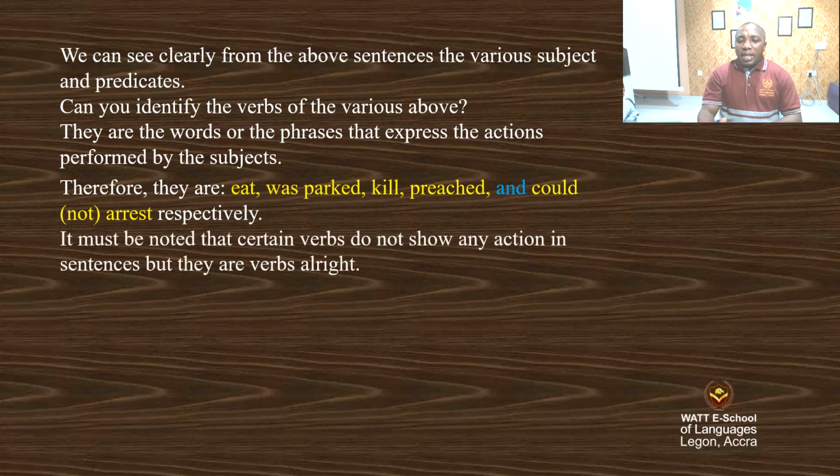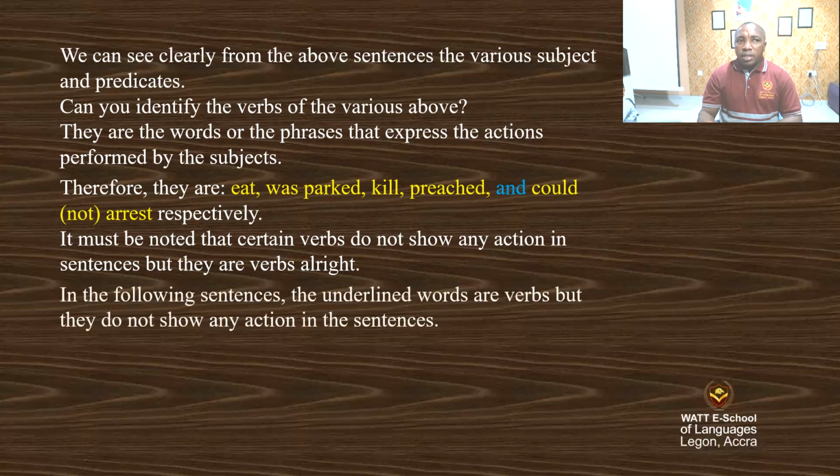It must be noted that certain verbs do not show any action in sentences, but they are verbs, all right. They are not action words, but they are verbs. You can see that they are verbs, but they don't show any action. Because we say that verbs are words that express action performed by the subject. But in this case, you can also note that certain verbs do not show any action, but they are verbs all right.